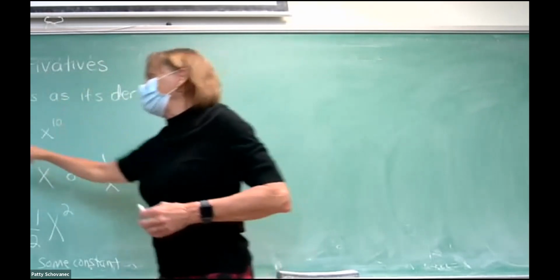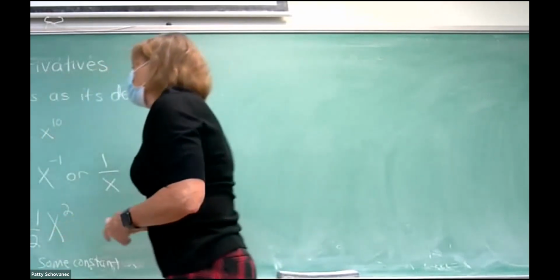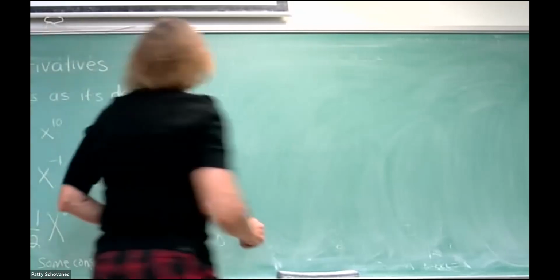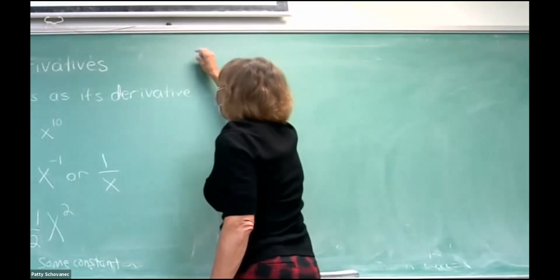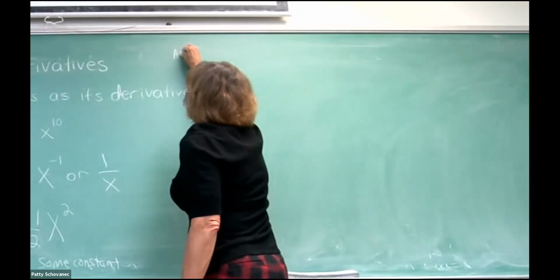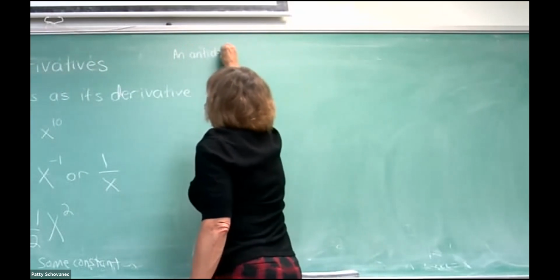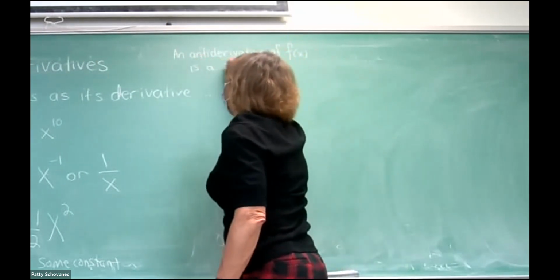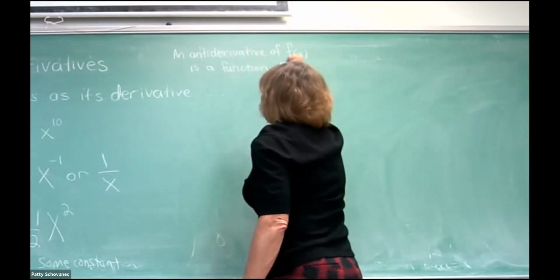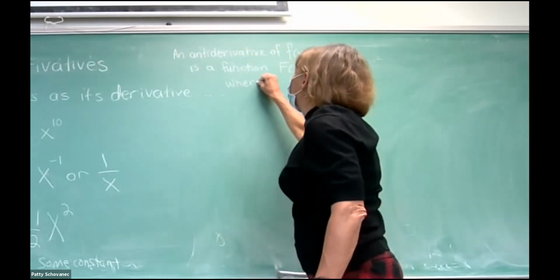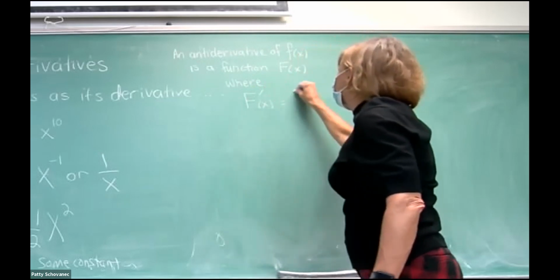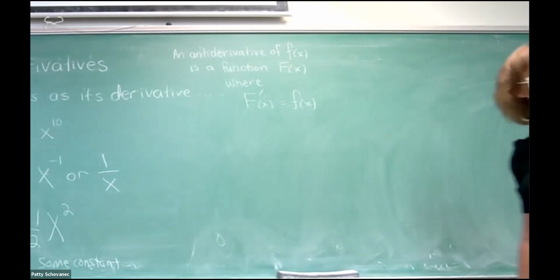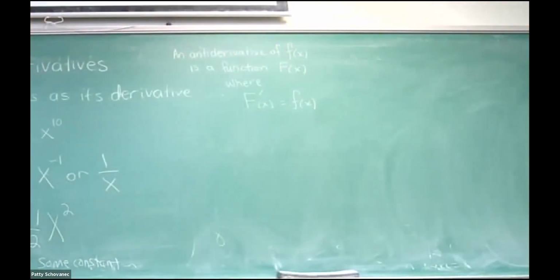These things over here are called the antiderivatives of those things over there. So if I call these things little f, I'm going to do the antiderivatives with capital F. So I define an antiderivative of f of x as a function, capital F of x, where the derivative of capital F gives us little f. The process of finding an antiderivative can be called antidifferentiation.